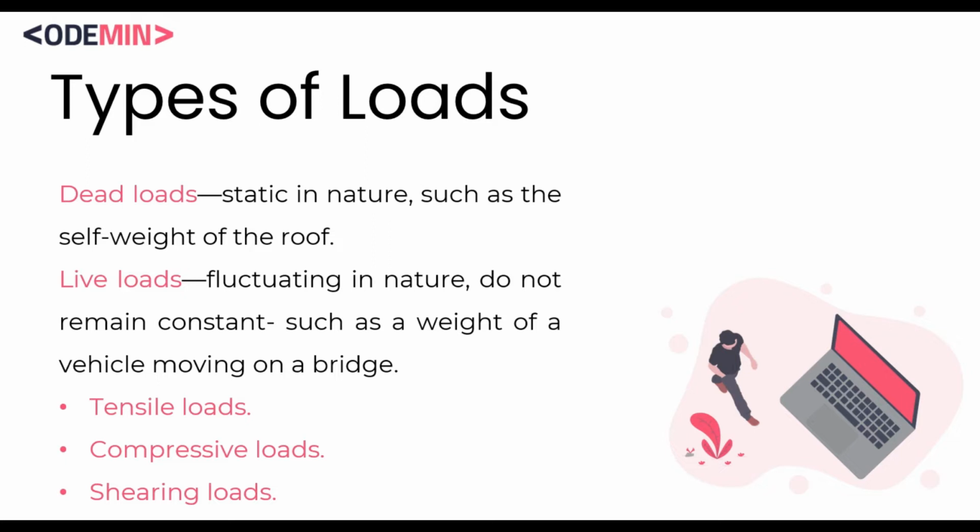Tensile loads. The maximum load a body can withstand before failure divided by its cross-sectional area is called a tensile load. Here, tensile loads are indicated as sigma T. Compressive loads. The maximum load a body can bear prior to failure divided by its cross-sectional area is called compressive loads. It is indicated as sigma C. Shearing loads. The maximum load a body can withstand before failure occurs divided by its cross-sectional area is called shearing loads. Generally, it is indicated as tau.